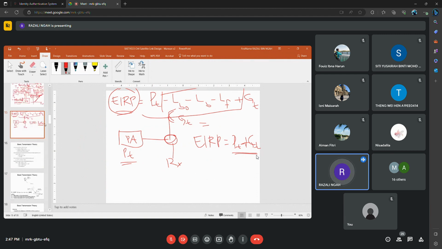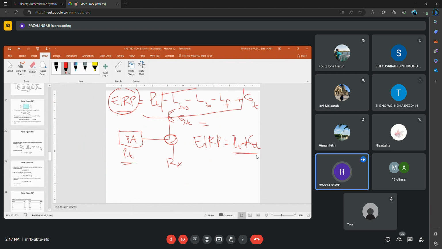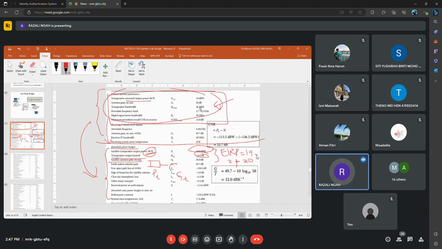Okay, so that's an example of how we can determine EIRP from the given parameters. It depends on which losses are given. Then you have to take them into account when you want to determine EIRP.